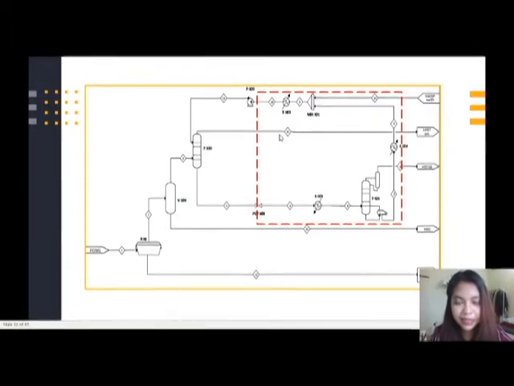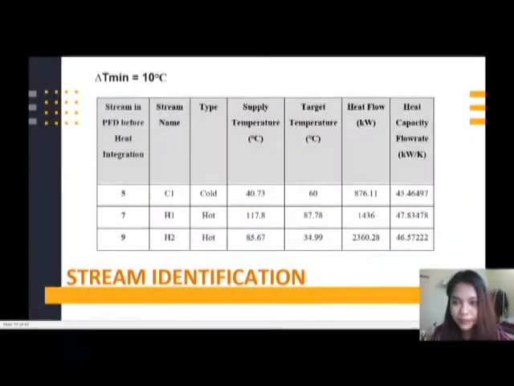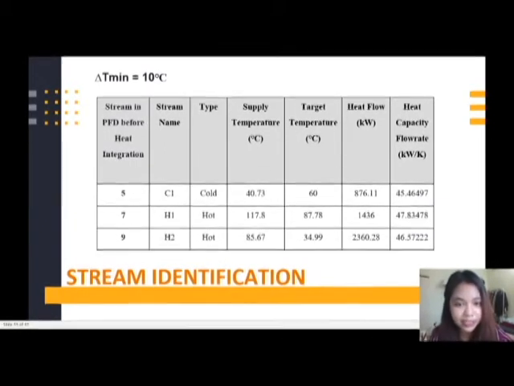By applying heat integration, we will try as much as we can to reduce the number of utilities in this process. Moving on to the stream identification. For the minimum temperature difference, we will be using 10 degrees Celsius. We have three streams here. The first one is a cold stream, and we are required to increase the temperature from 40.73 degrees Celsius to 60 degrees Celsius, and the heat flow is 876.11 kilowatt, while the heat capacity flow rate is 45.46.